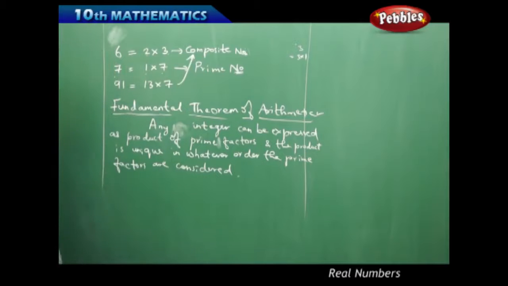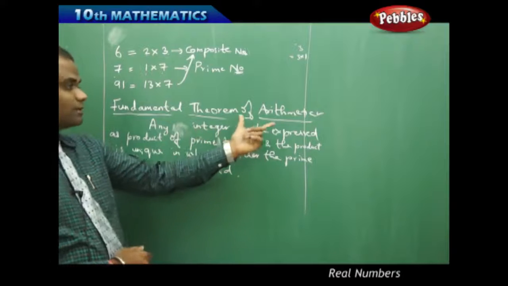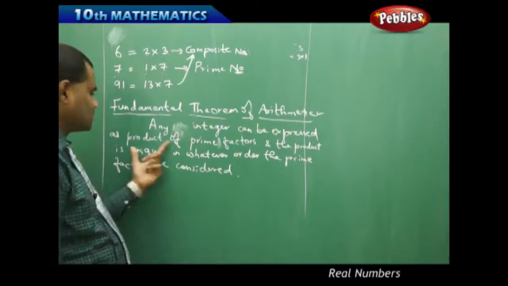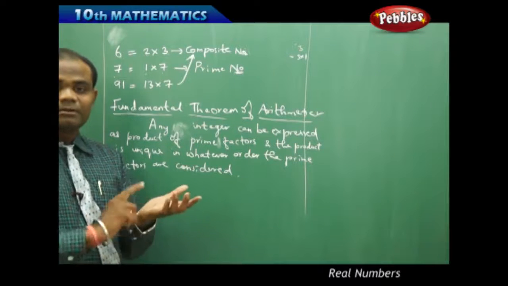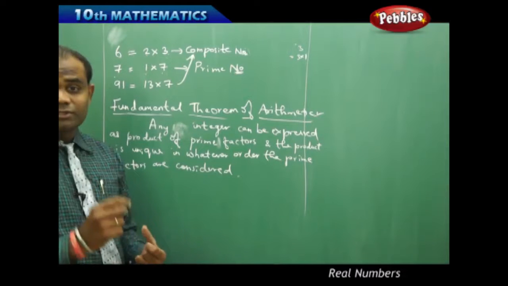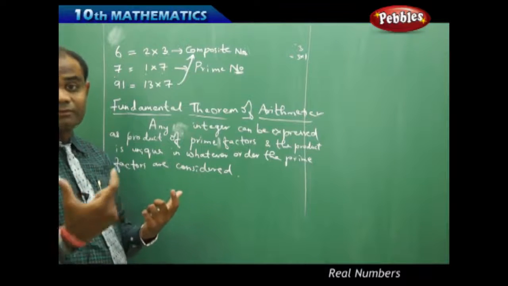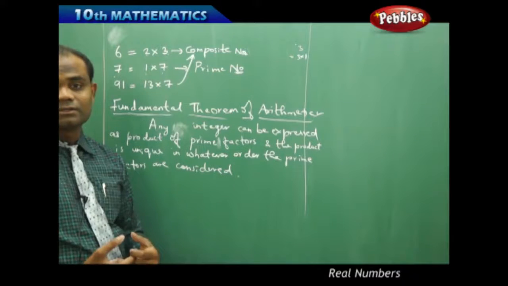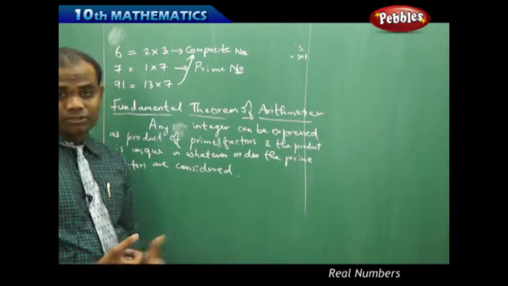So let's reconsider the statement. It says that any integer which we consider can be expressed as a product of prime factors. That means any number you take which is an integer can immediately be expressed as a product of prime factors, any number. And the product is always unique. You cannot get two different sets of factors for each of the cases. The product is always unique in whatever order the prime factors are considered. So let's support this statement with different examples and see whether the statement is true or false.